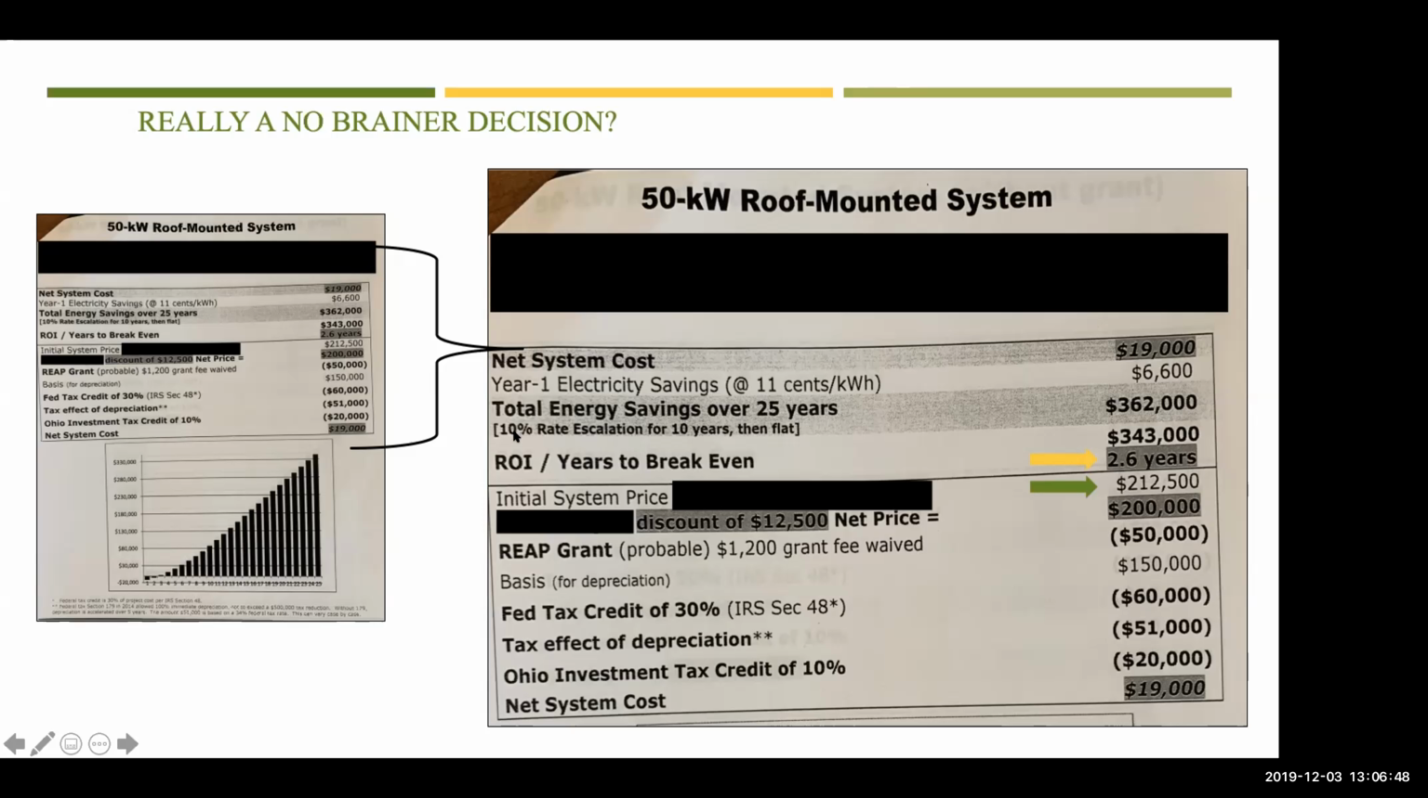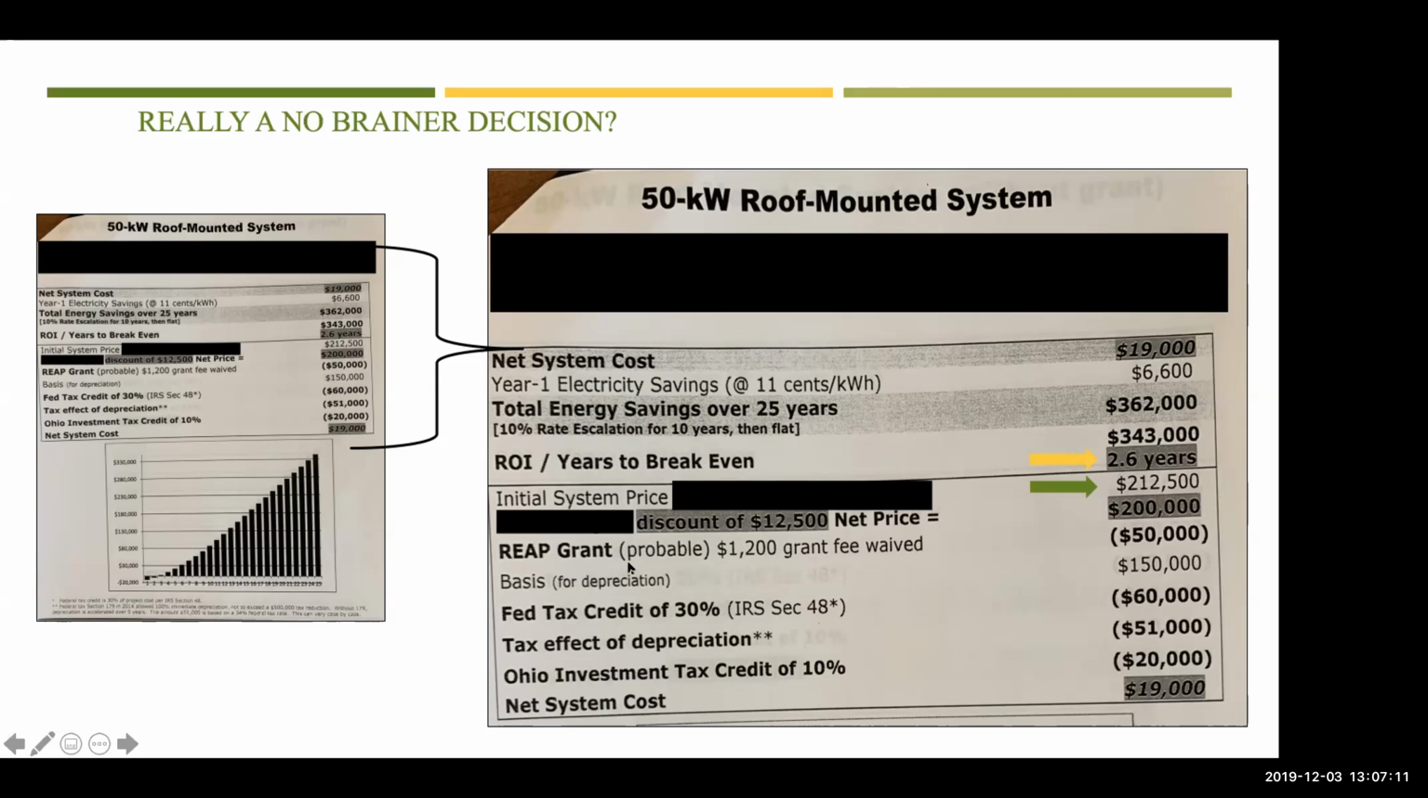Another thing we're assuming is that there's going to be a 10% electric rate escalation for 10 years. Which is fairly significant. We've not seen anything like that. National average real energy escalation rate, if you remove inflation, is around 0.5% annually. In Ohio, we're like 1.9%.